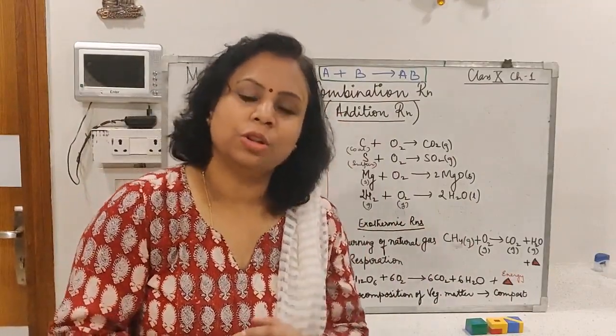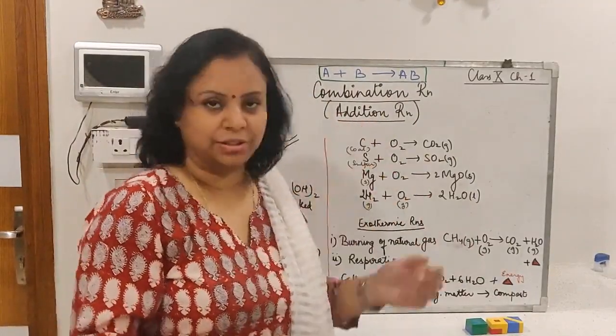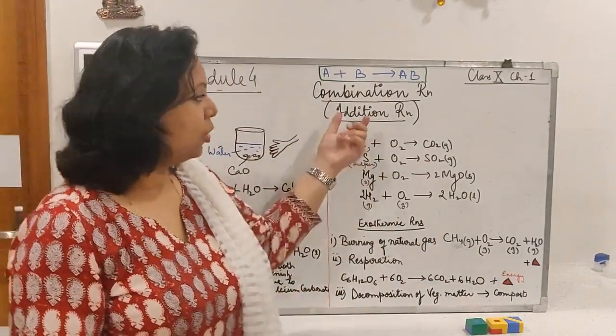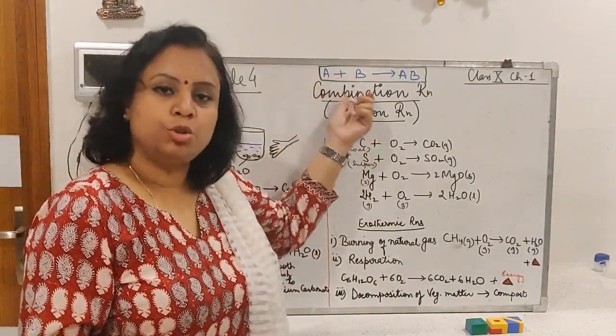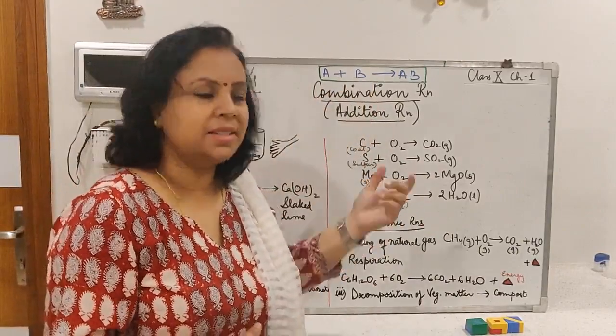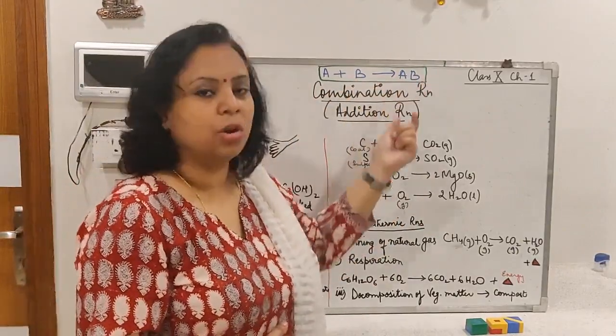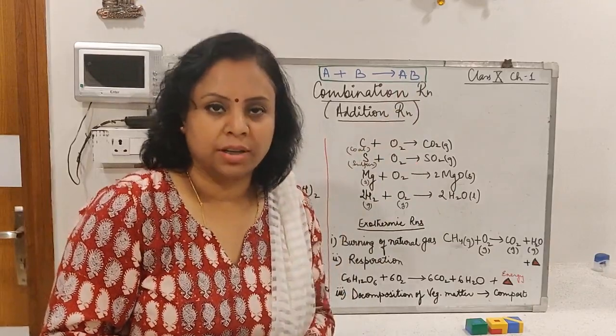Today in module 4 of chemistry chapter 1, we are going to study about combination reaction. Combination reaction is also known as addition reaction. A combination reaction is the reaction which involves two or more reactants that combine to form one product.